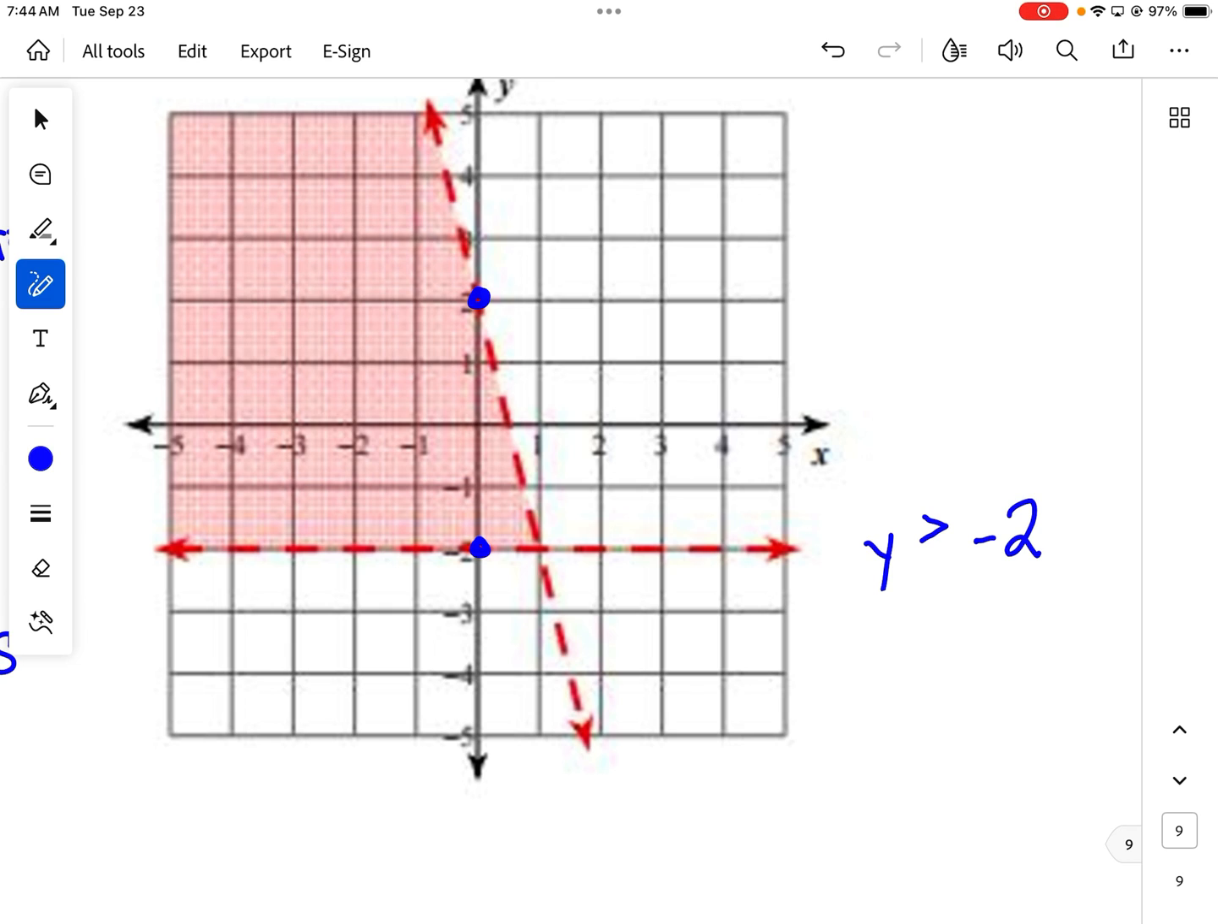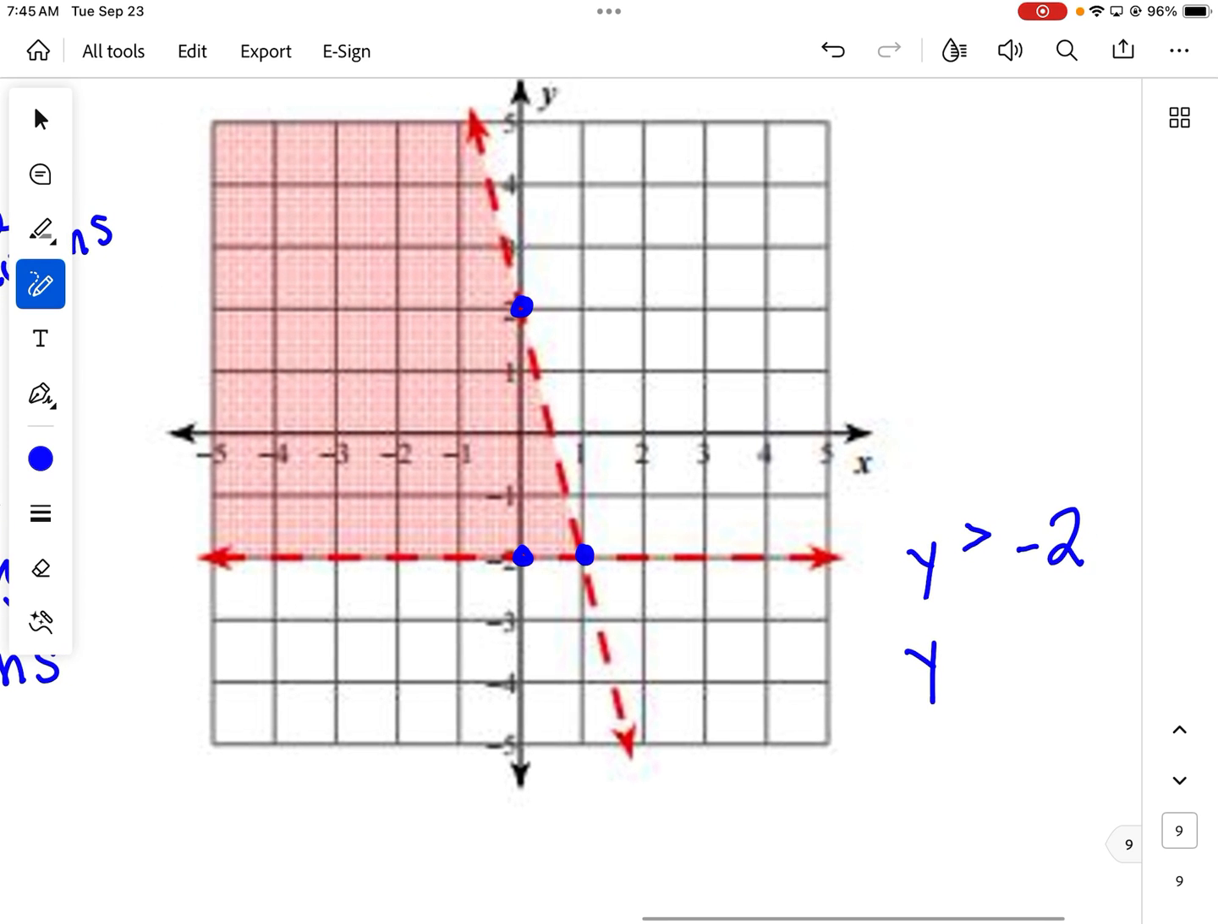Okay, let's look at the second one. Look at your y-intercept. It's at 2. So our b value on that one is 2. We've got to find our slope. So find another pretty point. Looks like that's a pretty point. So we know b equals 2. We've got to find m.